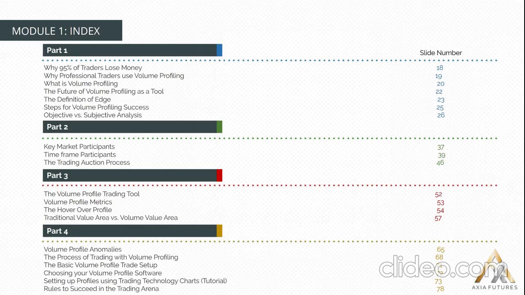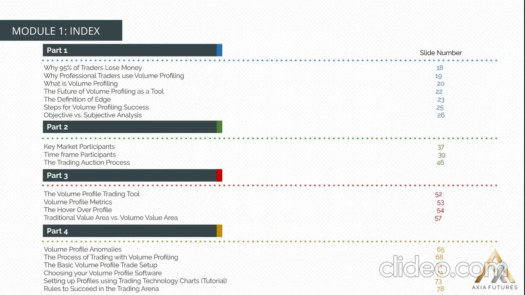Part 1, we're going to start off and talk about why 95% of traders lose money, why professional traders use volume profiling, what is volume profiling, the future of volume profiling as a tool, the definition of edge, steps for volume profiling success, and objective versus subjective analysis. In part 2, we're going to move on and talk about key market participants, time frame participants, and the trading auction process.